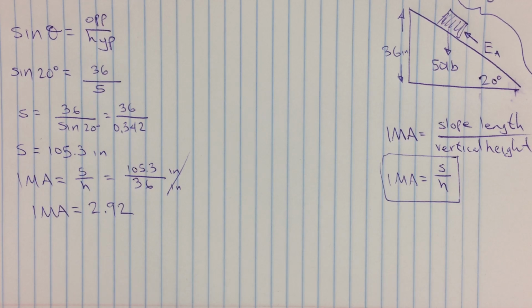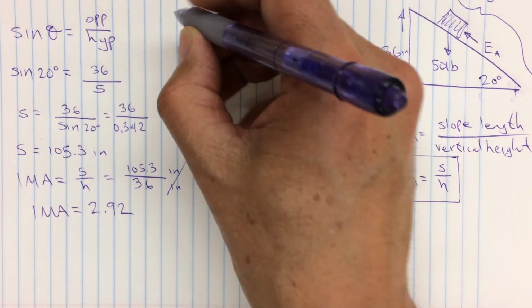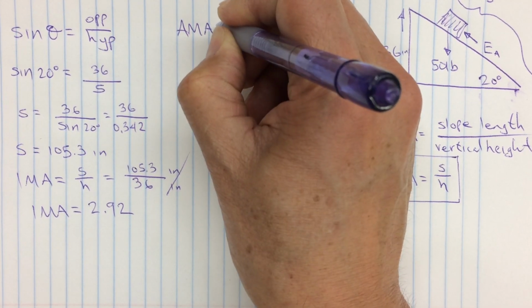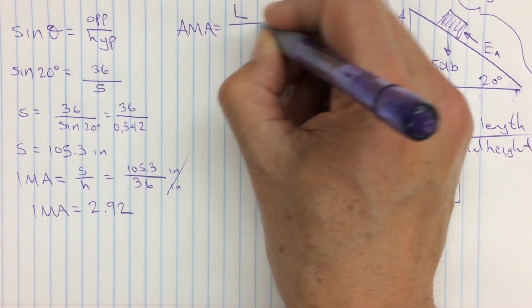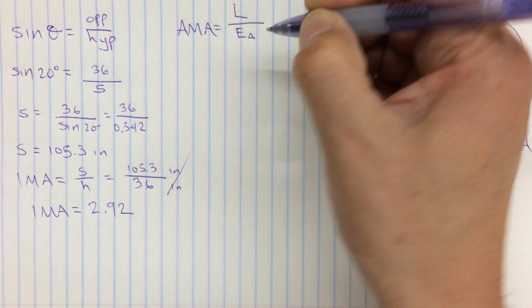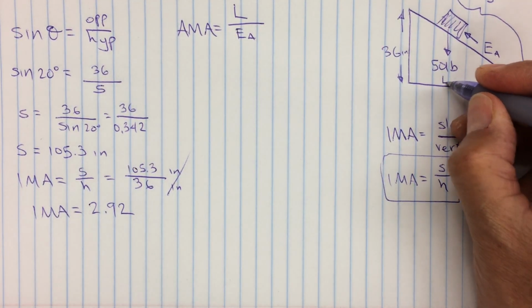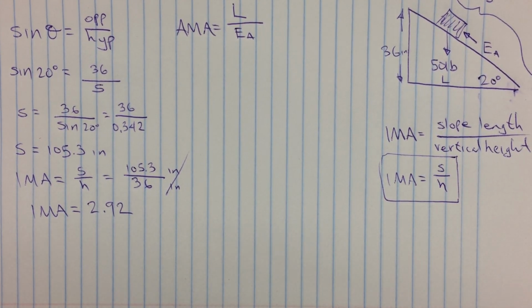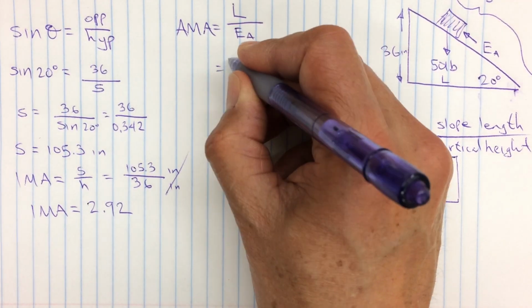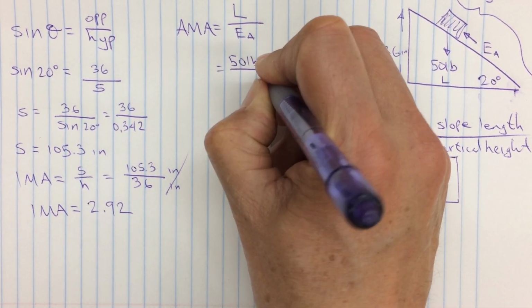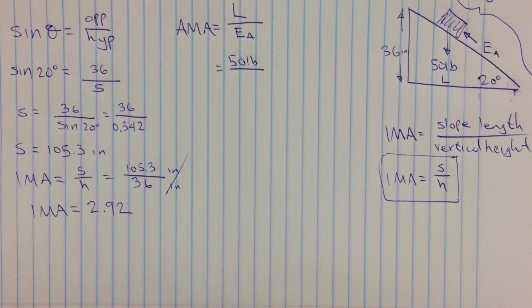Now the next thing is, what is the actual mechanical advantage of the inclined plane? Well, in this case, AMA is going to be defined as L over EA. L is this guy. What is the actual load, right? How much are we looking to lift? Well, we're looking to lift 50 pounds. But what is it going to feel like? Well, if you lift it straight up, it's going to feel like 50 pounds. But if you are pushing it up this inclined plane, it's going to feel a little bit lighter, right?